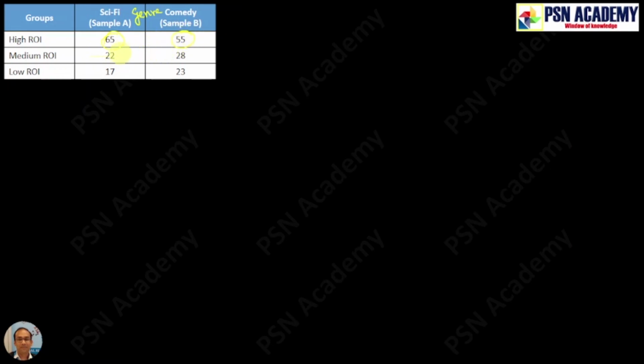So, from here you can say that sci-fi movies are much more profitable than the comedy ones. Now, go to the last row. Sci-fi movies' low ROI is only 17, whereas the comedy movies' low ROI is 23. So, in these two rows you can clearly see that sci-fi wins. And in the middle row, for the medium ROI, sci-fi goes for 22, whereas the comedy movies go for 28 with the medium ROI.